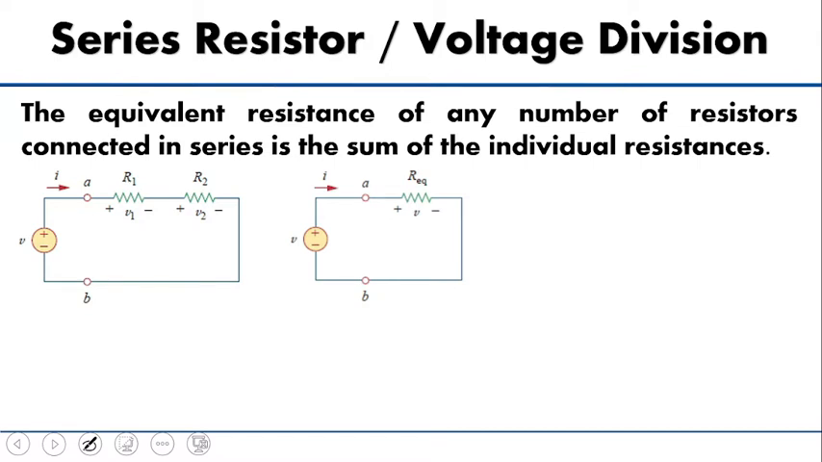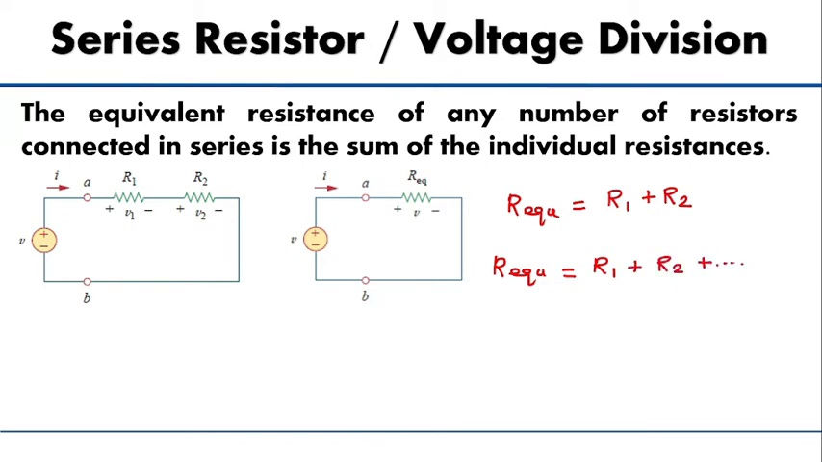Here the two resistors are connected in series, therefore the equivalent resistance is given by R1 plus R2. Therefore we can say the equivalent resistance of any number of resistors connected in series is the sum of the individual resistances. That is, consider n number of resistors connected in series. Therefore, we can say R equivalent is R1 plus R2 up to Rn.